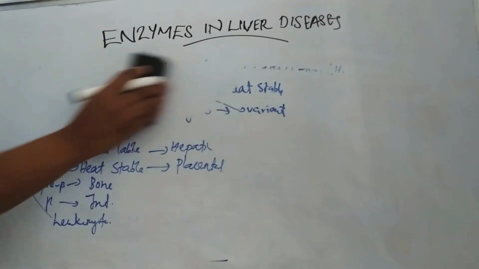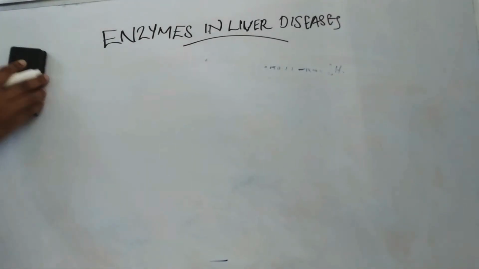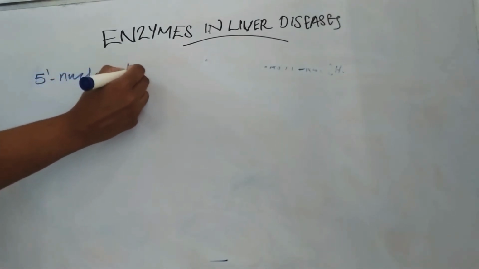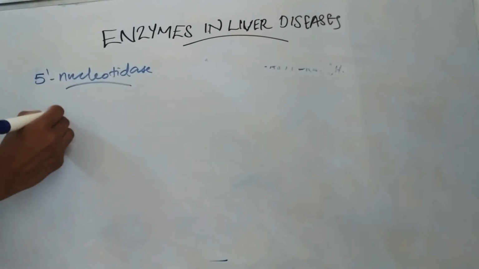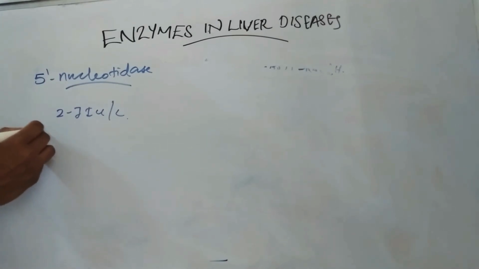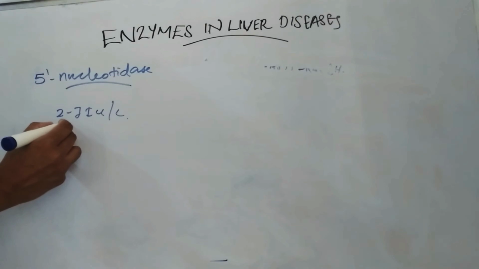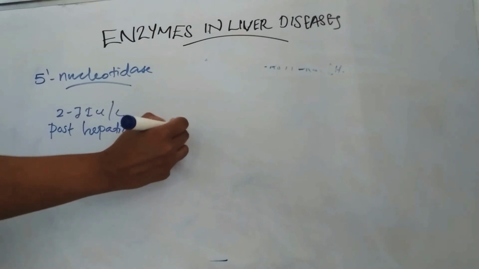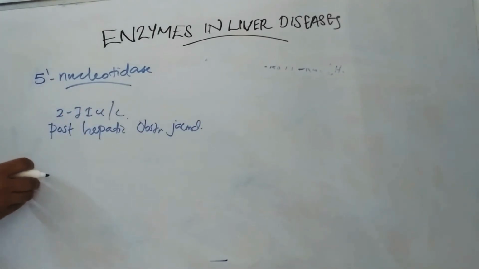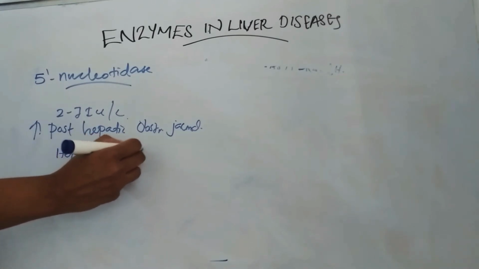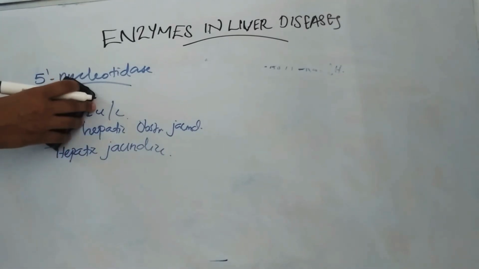Then next enzyme is 5' nucleotidase. Normal range is 2 to 7 IU per liter. Increased values are seen in post-hepatic obstructive jaundice. Then smaller increases are seen in hepatic jaundice. That is 5' nucleotidase. This is another enzyme in liver disease.